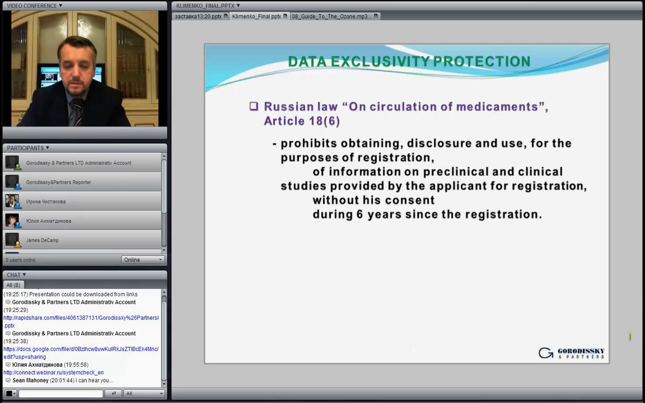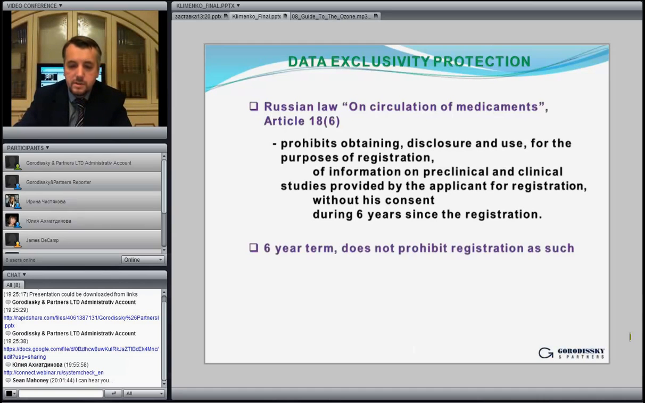which deals with the data exclusivity protection. Data exclusivity is understood in the same way as elsewhere, that it is the exclusive right of the applicant to use the experimental data obtained for registration purposes. And this legislation says that what is prohibited is the use, for the purposes of registration, of information on preclinical and clinical studies provided by the applicant for registration. This cannot be done without the applicant's consent and during 6 years since the initial registration.